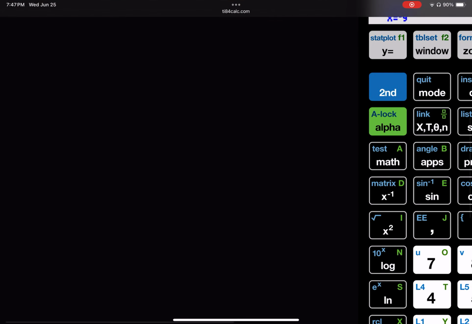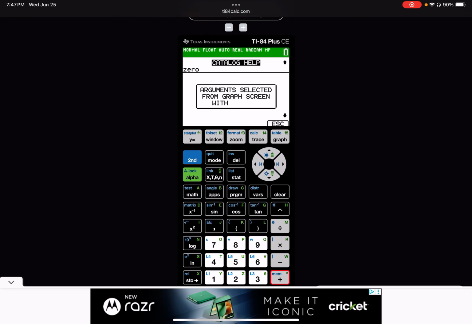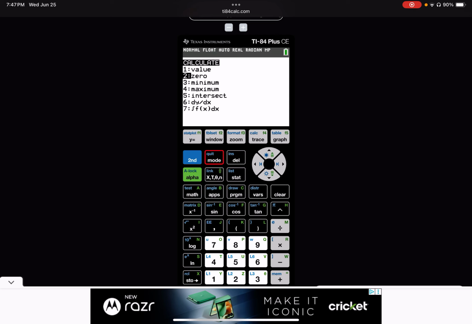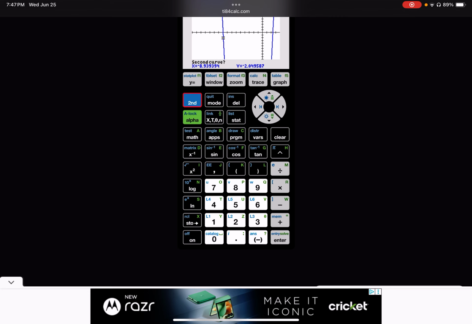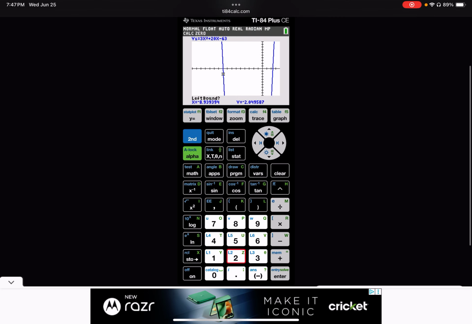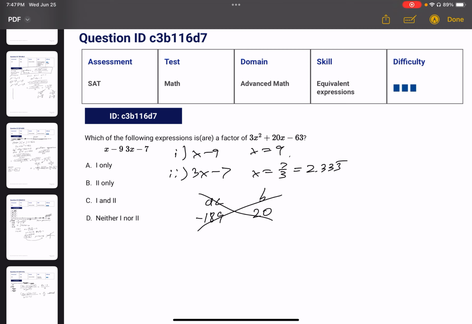And now we do the same thing for the other side. Second trace and 2. So left bound, we're going to keep going until we see our marker. Okay, we saw it for a second. Go down again. So that's left bound. This is right bound. Press enter, and we get 2.333. So that was our answer for the second option. So we know the first is not an option, but the second is. So that gives us answer B as our answer.